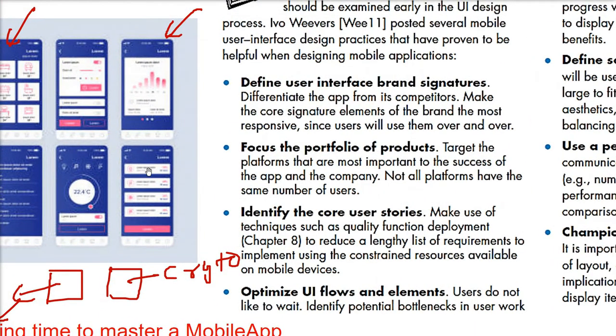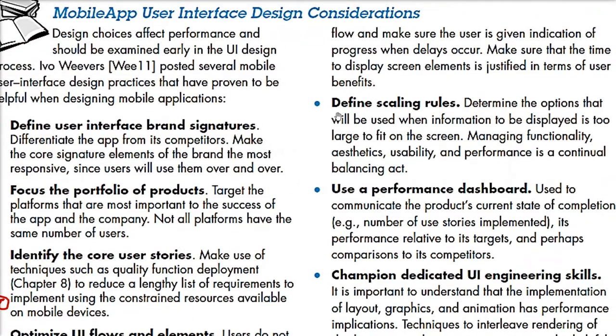Optimize UI flows and elements. Users are busy now. They don't want to wait. I'll just give you an example. I pay a bill, or I get a bill on my email, I pay it. But when I go to find a receipt on the app, because they don't send the receipt, it is so difficult to find it. This happens with me.